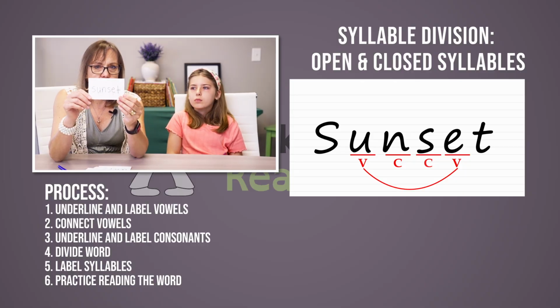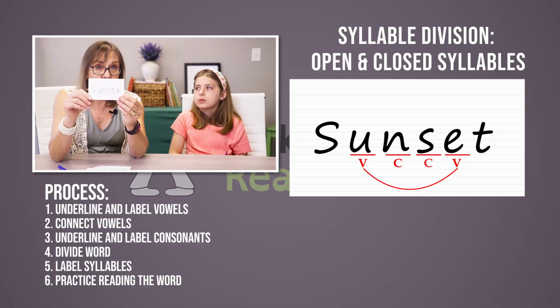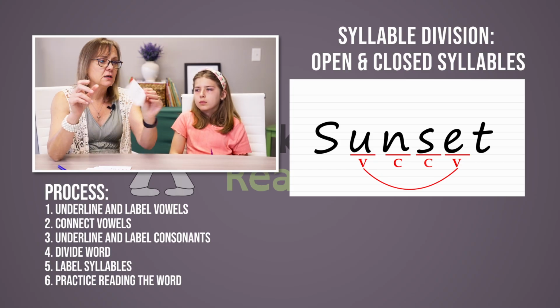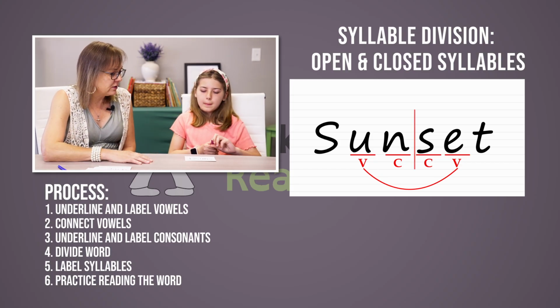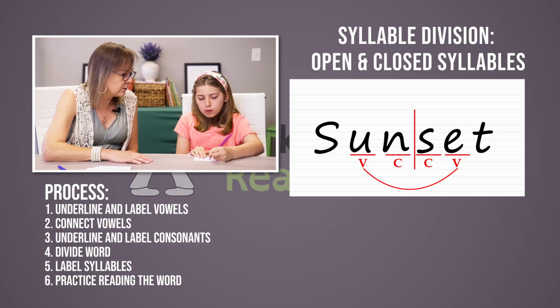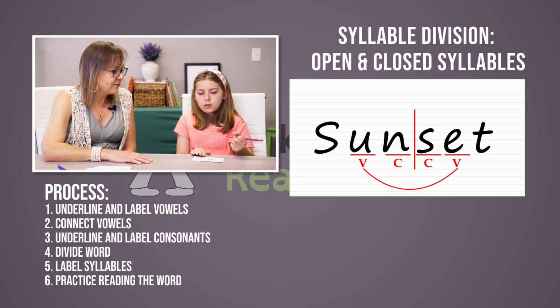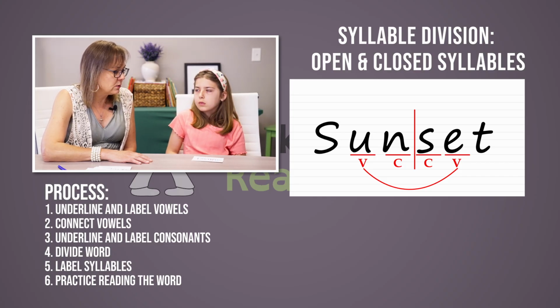The most common one is shown here, and it's VCCV. When we have that syllable division pattern, you divide the word between the 2 consonants. So you can draw a line between the 2 consonants all the way through. And now that first syllable, is that open or closed?